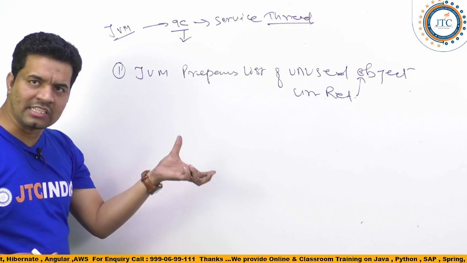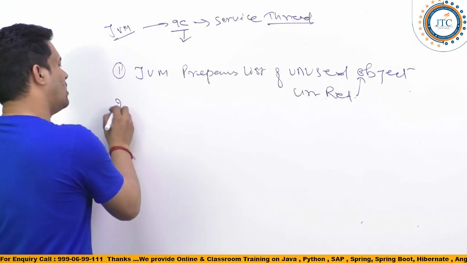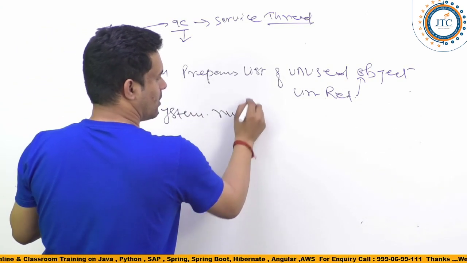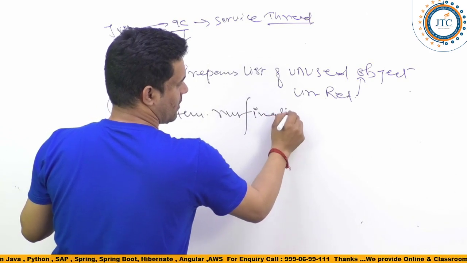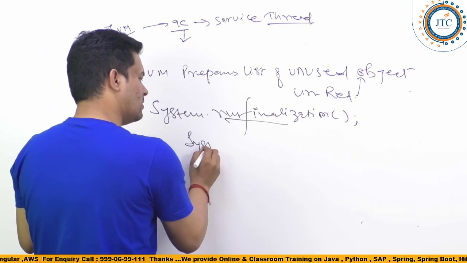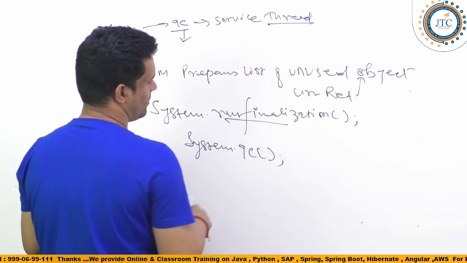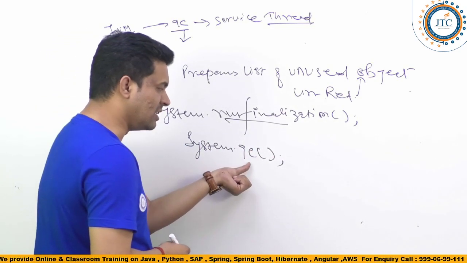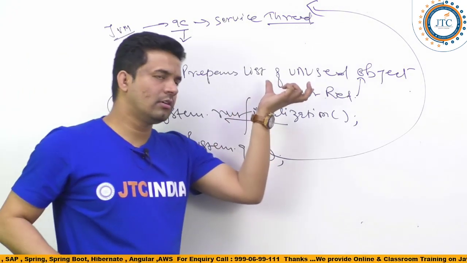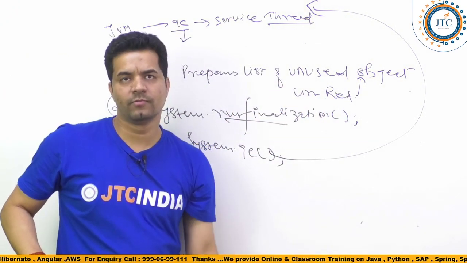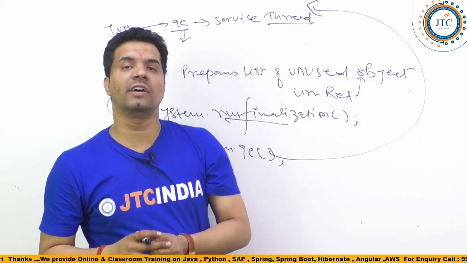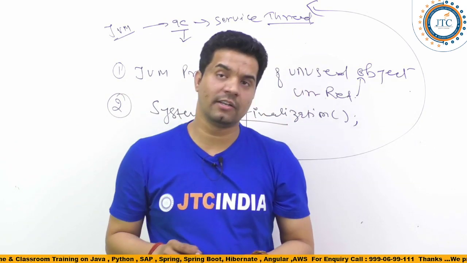After preparing the list of unused objects, second, it will call System.runFinalization, and this runFinalization will call the System.gc method. Now this gc is calling the garbage collector, and then the memory is reclaimed. This process is done automatically also, but when? Whenever a heap memory related problem is identified.